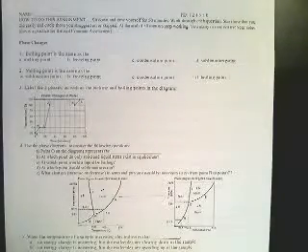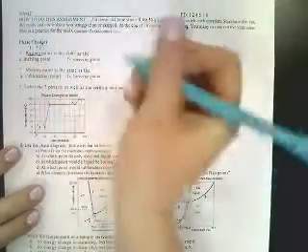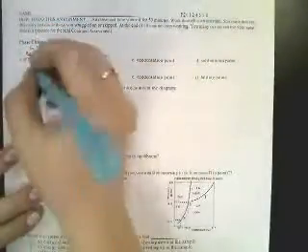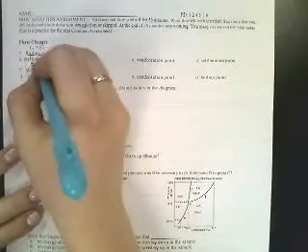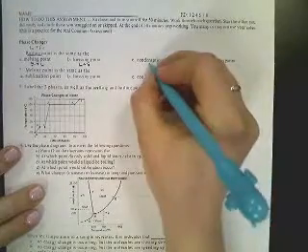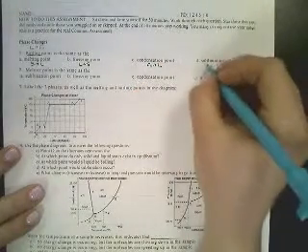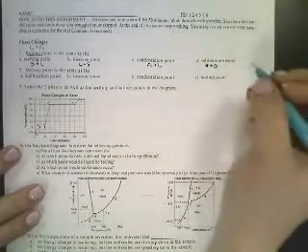I'm going to go over the phase change section. Boiling is when you go from a liquid to a gas. Melting is when you go from a solid to a liquid. Freezing is a liquid to solid. Condensation is gas to liquid. And sublimation is solid to gas.